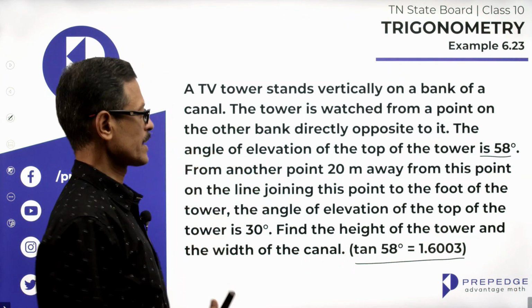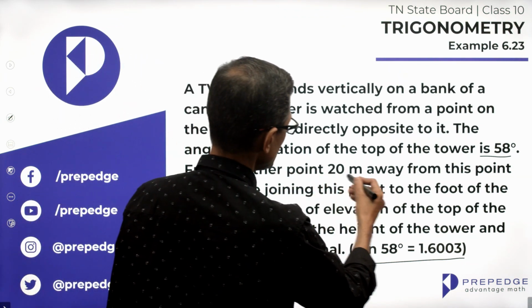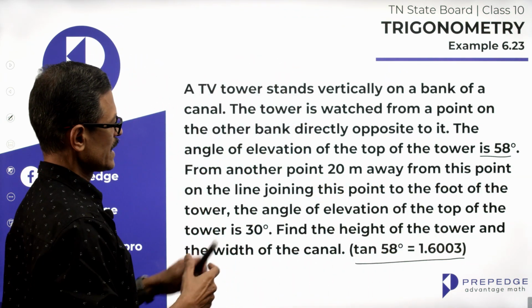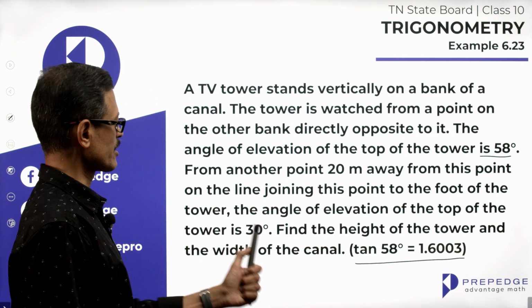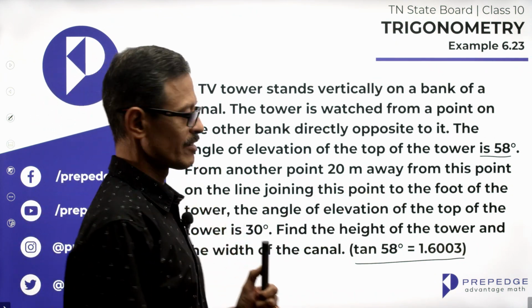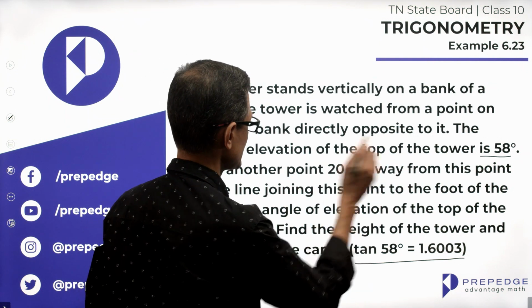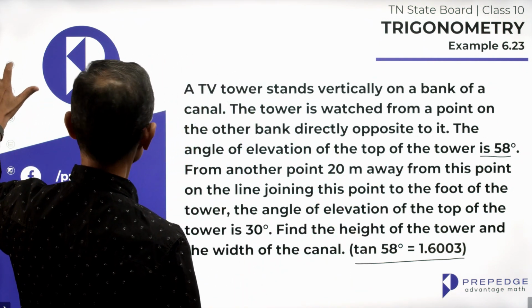This calculation கொஞ்சம் tough. From another point 20 meters away from this point, on the line joining this point to the foot of the tower, the angle of elevation of the top of the tower is 30 degrees. கொஞ்சம் பெருசா சொல்லிருக்காங்க. என்னங்கறத பார்க்கலாம். அடுத்த ஸ்லைட்ல we have the image.